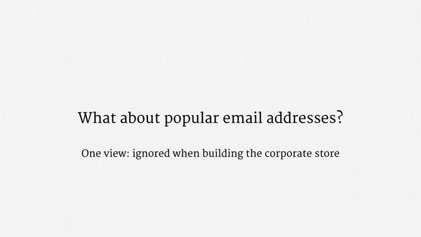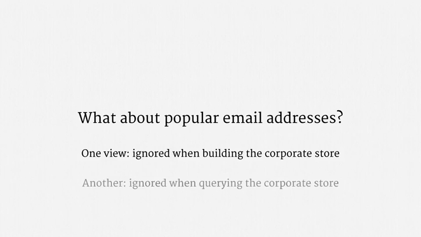A charitable view on this issue is that, as a matter of internal practice, the NSA ignored these popular email addresses when building the corporate store. Another, more cynical view is that the NSA only ignored these addresses when analysts queried the corporate store. In other words, the NSA may have used these addresses to maximize the amount of information subject to lesser constraints. There is, unfortunately, no public information that definitively supports one or the other of these views.